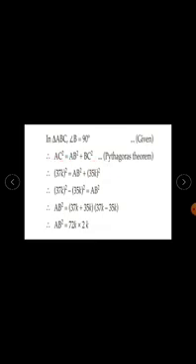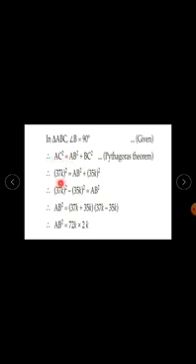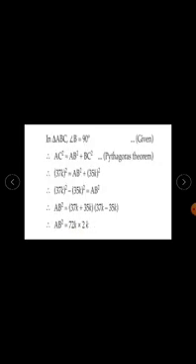But AC is 37K. So AC square means (37K) square. See here, AC is 37K. So AC square means (37K) square equal to AB square plus, BC is 35K, so BC square means (35K) square. So (37K) square minus (35K) square equal to AB square. Simple transposition.